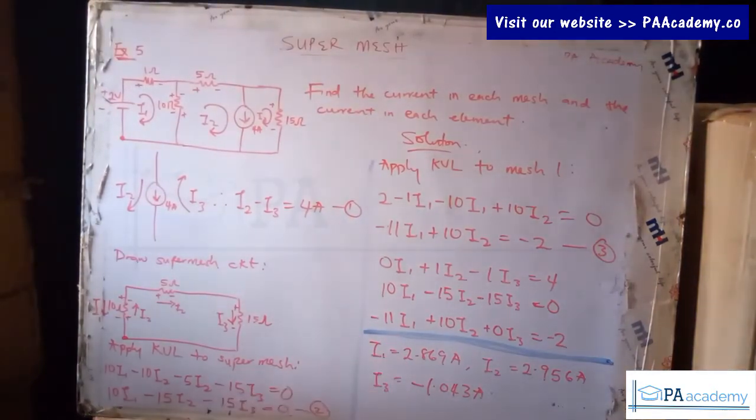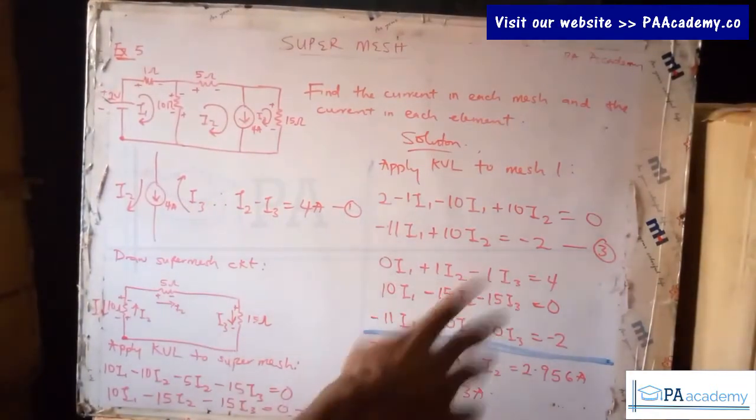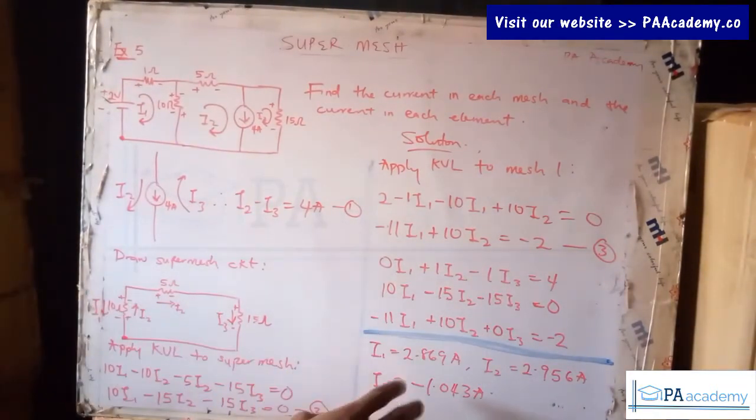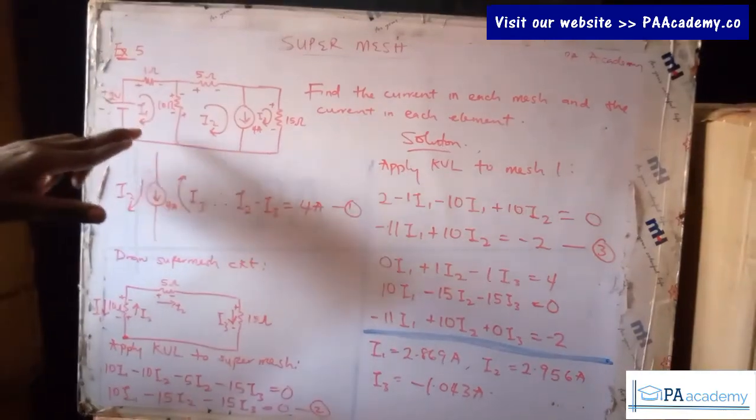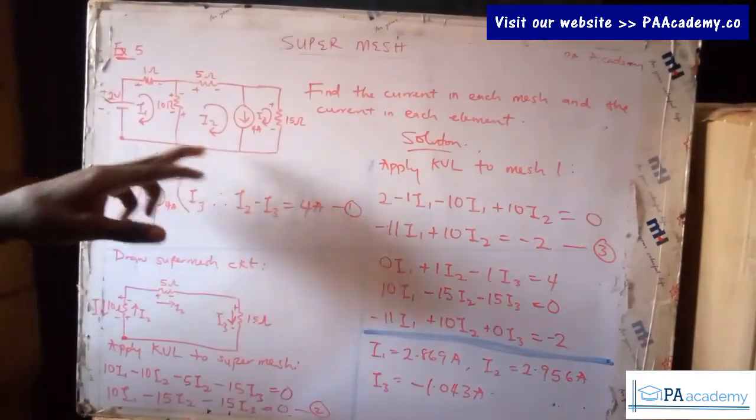So these are the values that I've just written out. Once you press it in your calculator or you solve it manually, you're going to get your I1 to be 2.869 amperes, your I2 to be 2.956 amperes, and your I3 to be minus 1.043 amperes. So now we've been able to answer the first part of the question, which is find the current in each of the mesh. We've gotten the current in each of the mesh, which is I1, I2, and I3.